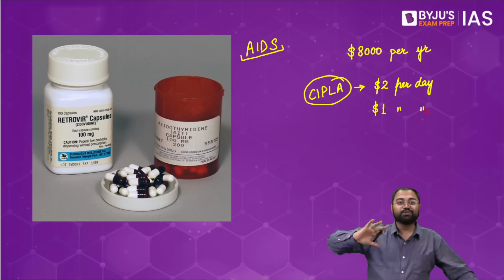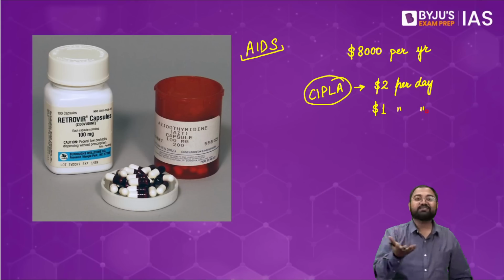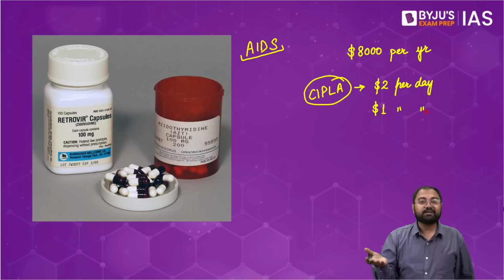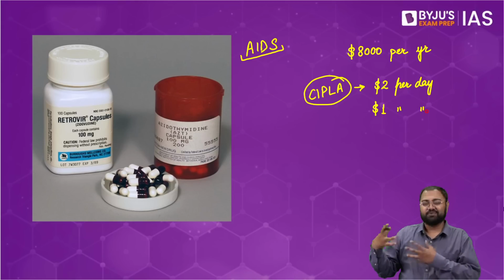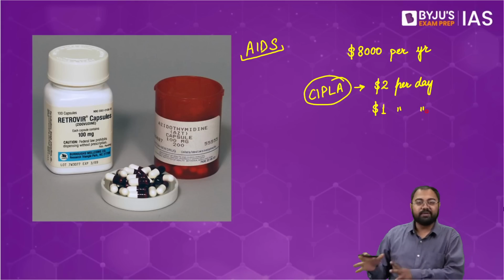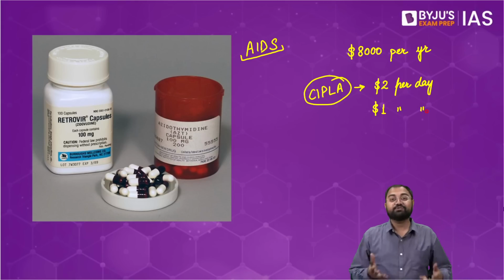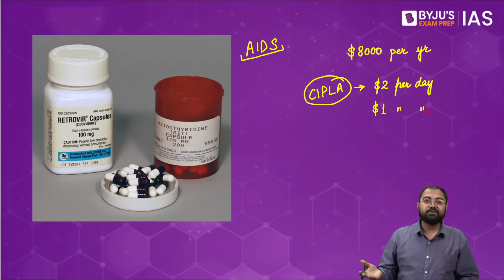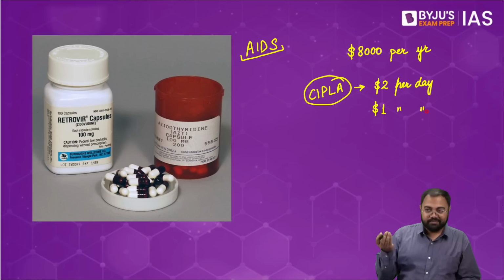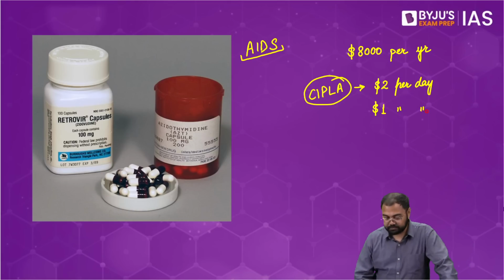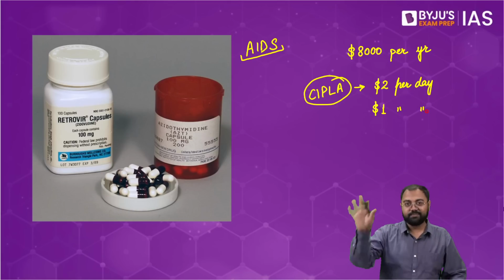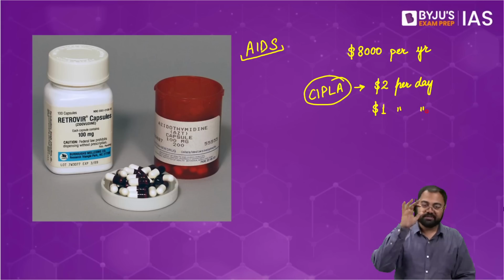This created a huge controversy because the Western countries did not like it, because these were the companies which had also spent a lot of money in making this. But at the same time, $8,000 per annum for people who cannot even afford their meals two times a day is impossible to even think of. And there's no other way out. So this is where the government said, okay, fine, Cipla, you go forward and you start making this drug.